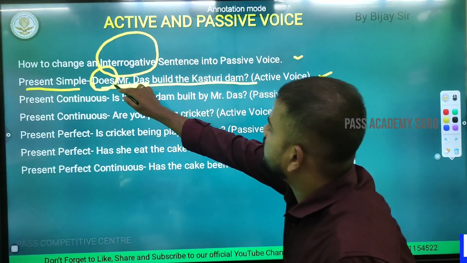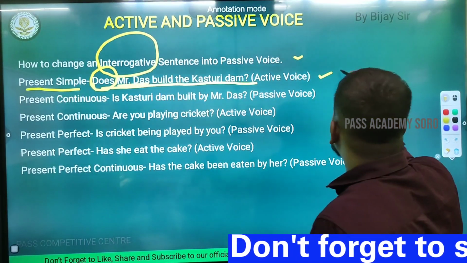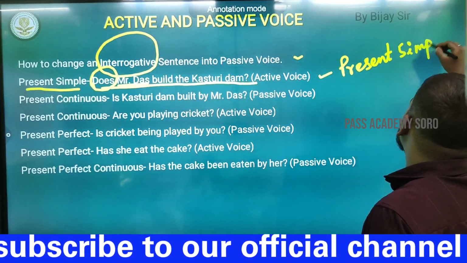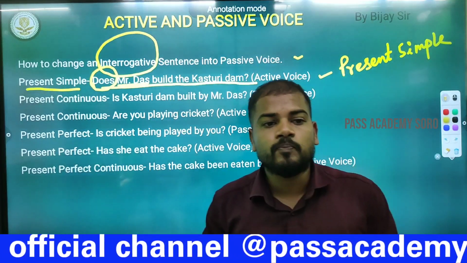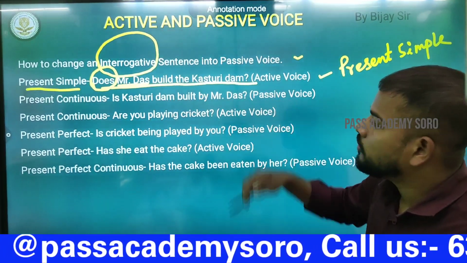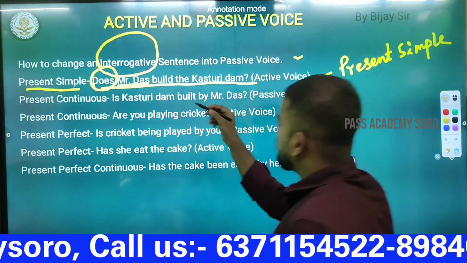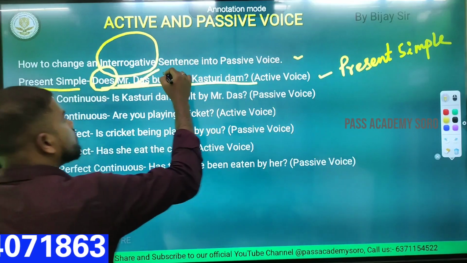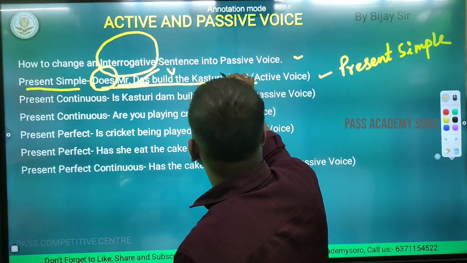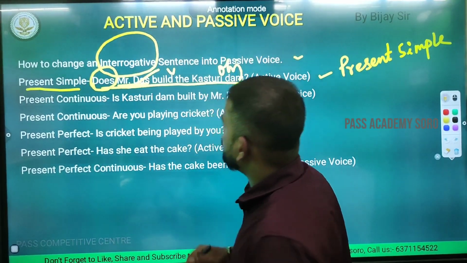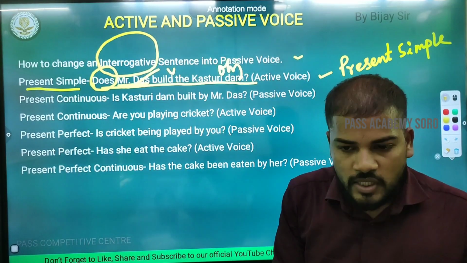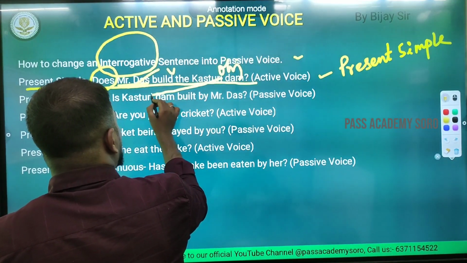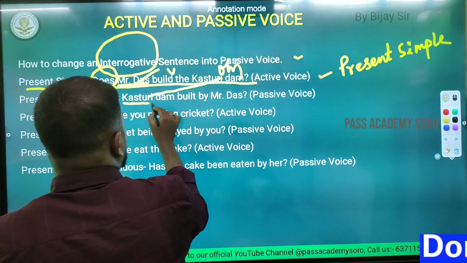As per the rule, this sentence is in present simple. So if our sentence is in present simple, we will convert it into present continuous. Mr. Das is the subject, dear students. Here, build is the verb, and the Kasturi Dam is the object, dear students. So if the object is the Kasturi Dam, it will be the subject. So we convert the words, the object becomes the subject here. The Kasturi Dam.